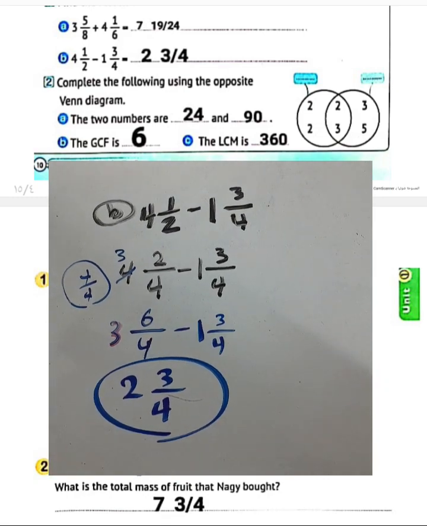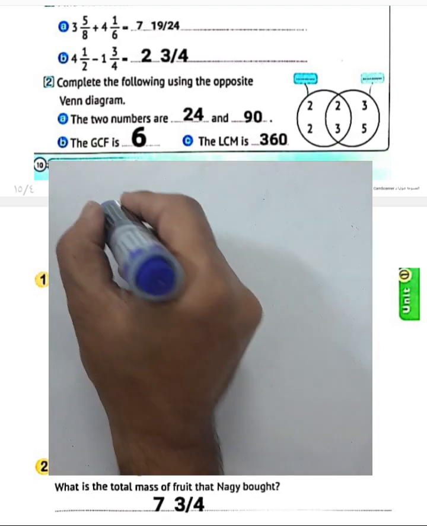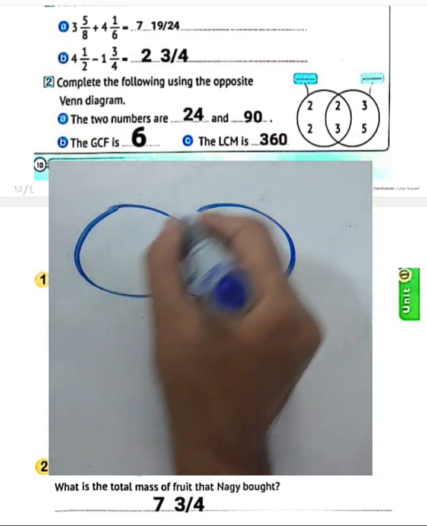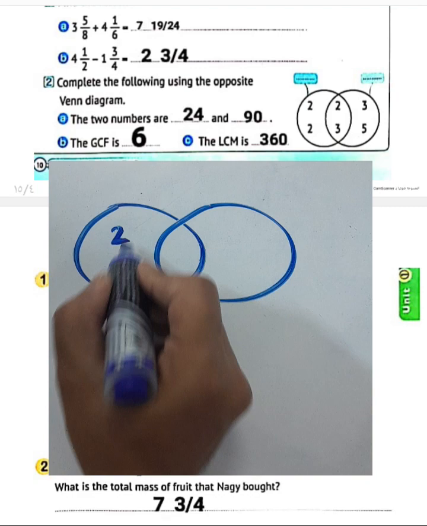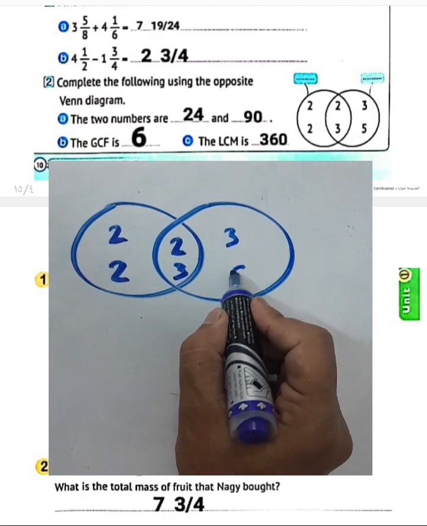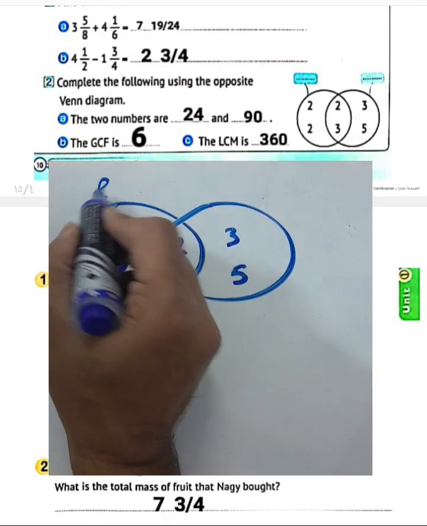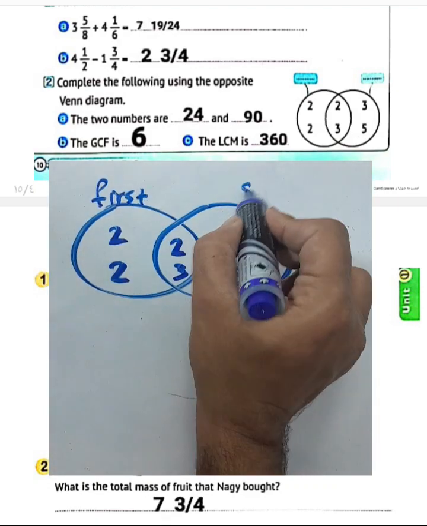Next question here. Question number 2. We have a Venn diagram. He asked about the two numbers. What are they? First circle and second circle. Venn diagram here. Write 2 and 2, 2, 3, 3, and the last digit here 5. You want to find the two numbers. First number here and second.